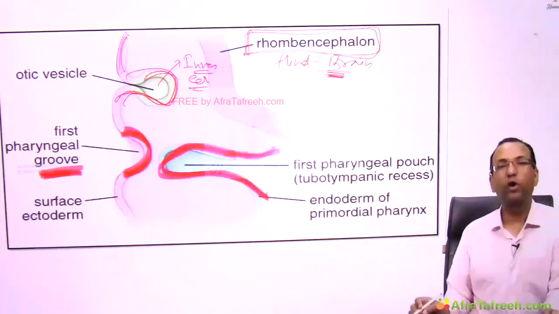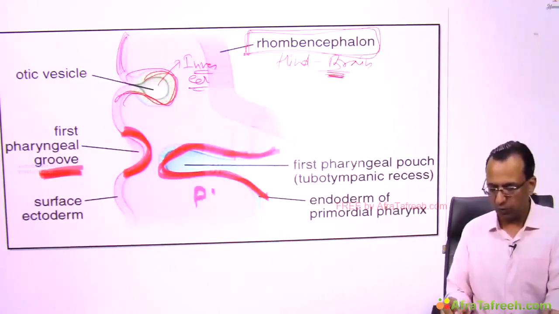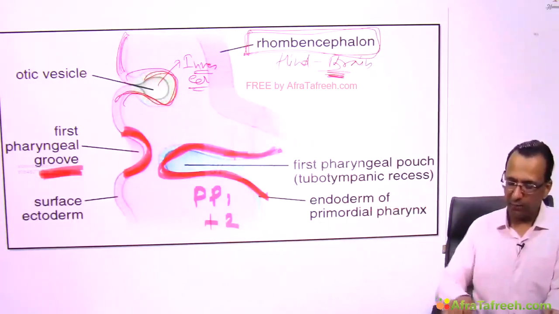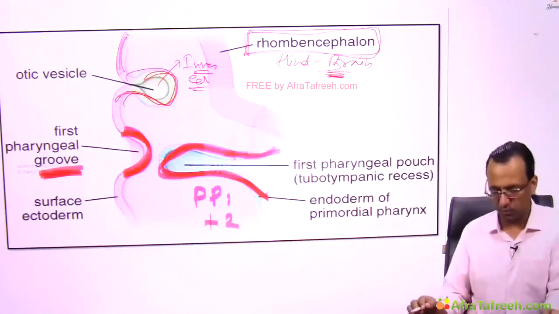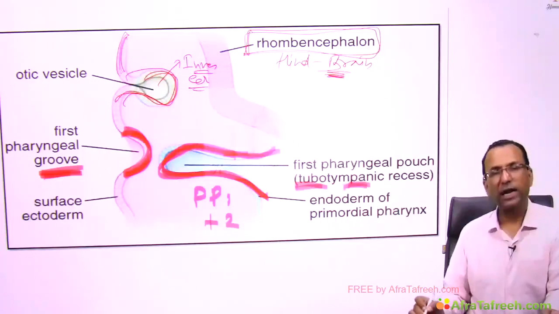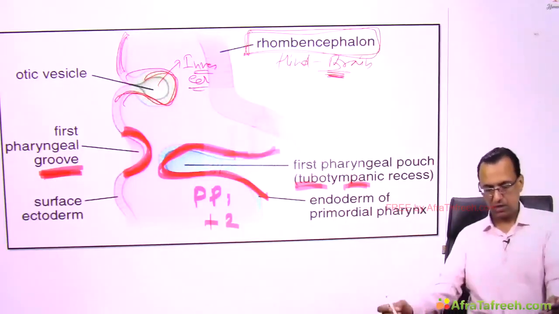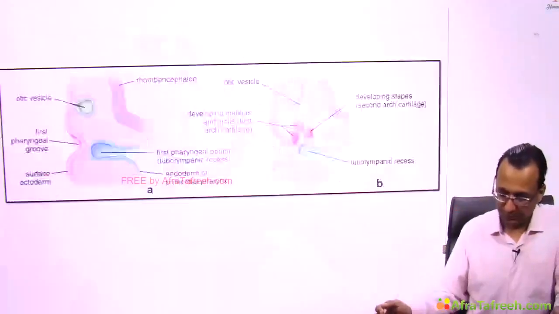Yes, it is the endoderm of pouch 1, but partly contributed by pouch 2 also. So pharyngeal pouch 1 plus pouch 2, but chiefly pouch 1. It forms the tubotympanic recess, the middle ear cavity and the eustachian tube. Then where is the eustachian tube opening? Let us see where it is opening.